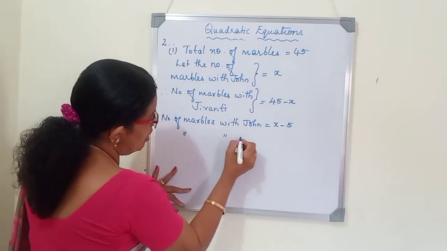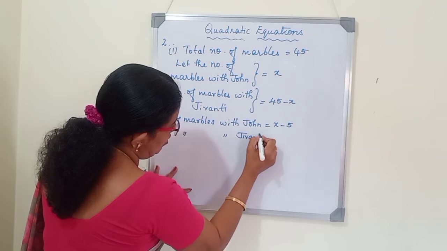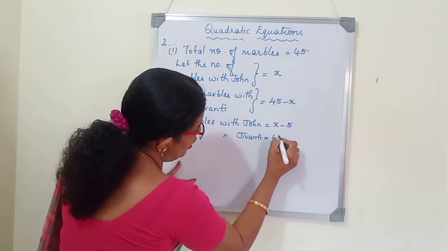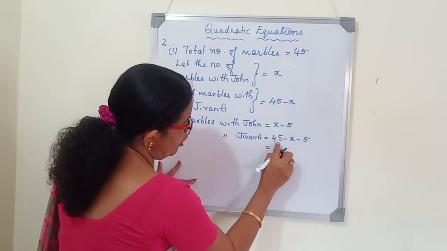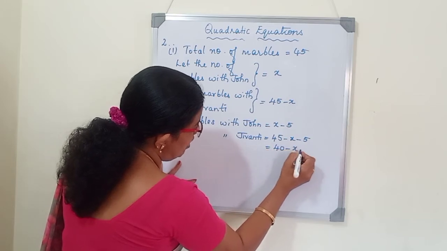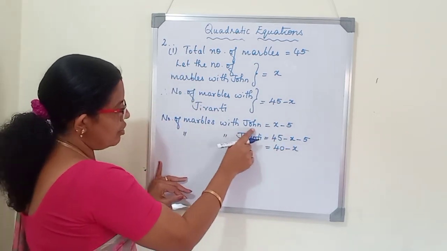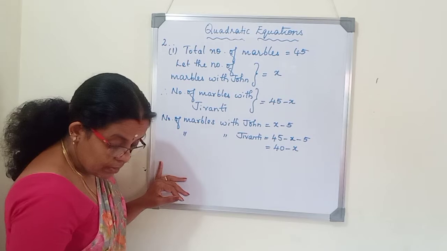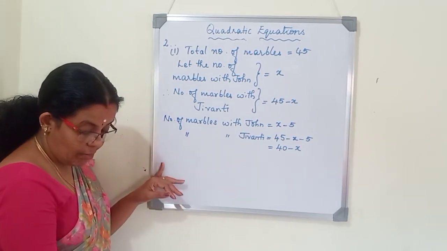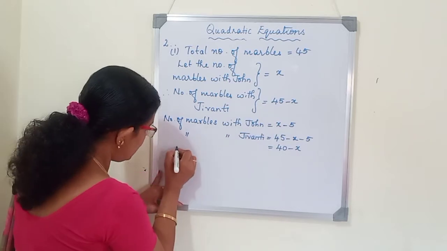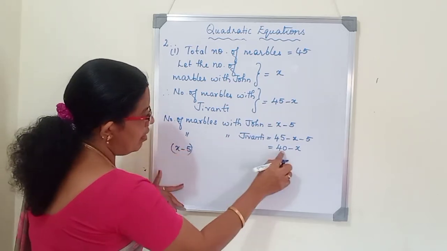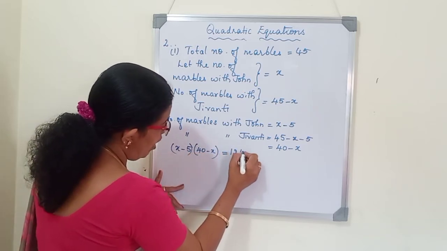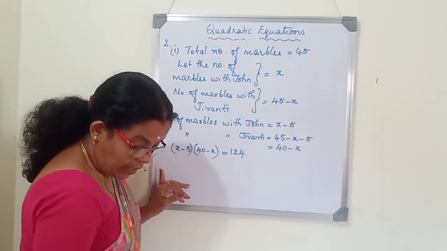And number of marbles with Jeevanti. She was having 45 minus x marbles. Now she lost 5 marbles. So 45 minus x minus 5. So 45 minus 5 is 40, 40 minus x. After losing 5 marbles, John will have x minus 5 marbles and Jeevanti will have 40 minus x marbles. And it is given that the product of the marbles they now have is 124. So John is having x minus 5 marbles and Jeevanti is having 40 minus x marbles. Product is 124. How many marbles they had to start with?